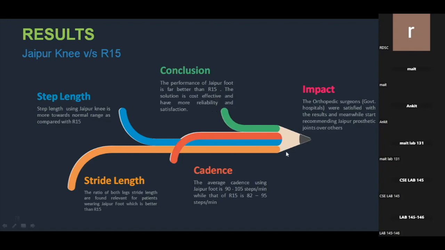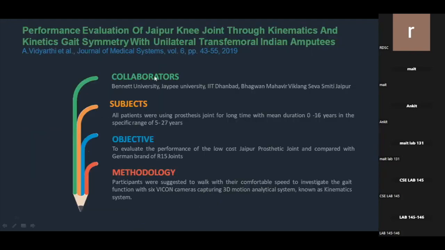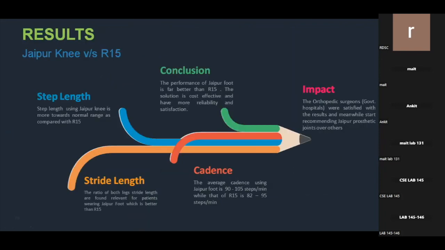So the impact of this study: we have taken these results, which were published in the Journal of Medical Systems in 2019. Once we took this impact to the research community, and to the market as a commercial product, orthopedic surgeons from government hospitals, Army R&R hospitals, and other research organizations were very satisfied with this study, and now they are recommending the Jaipur prosthetic joints over German products. And this has really created a revolution.